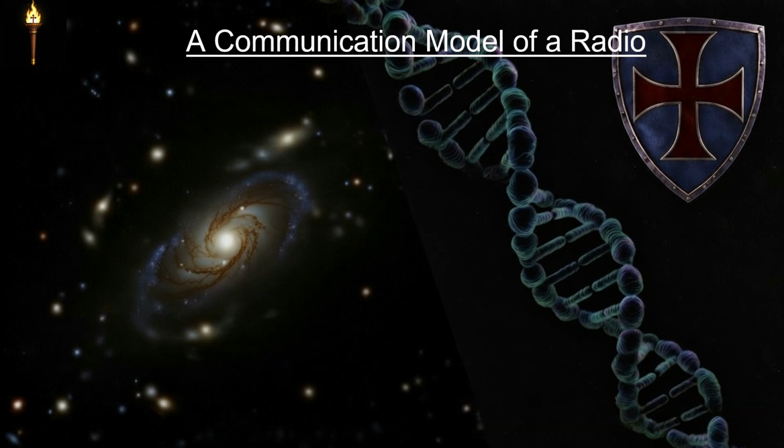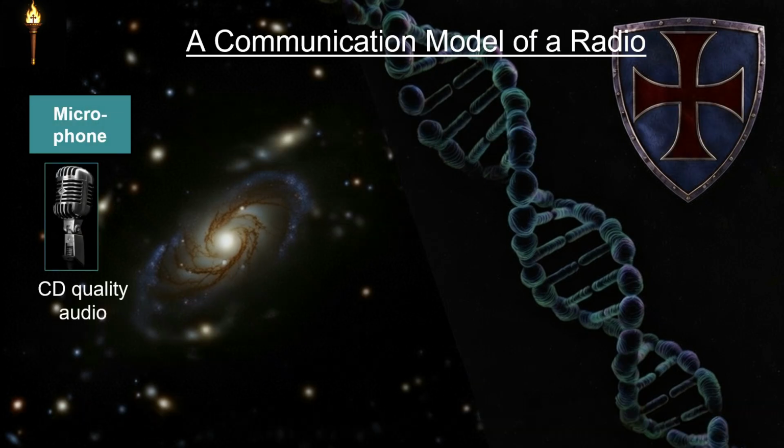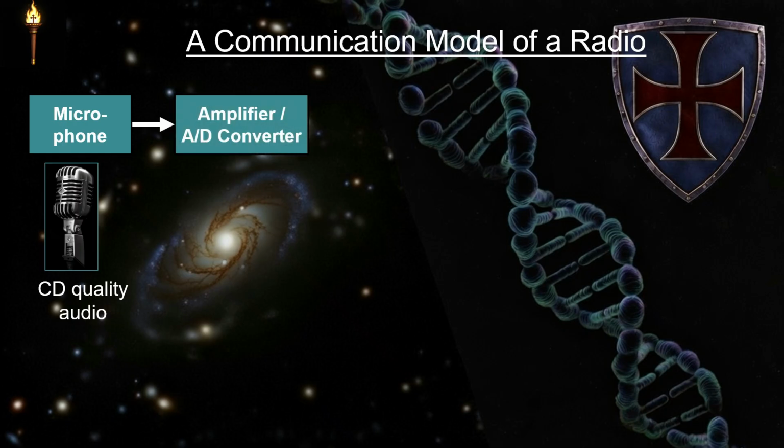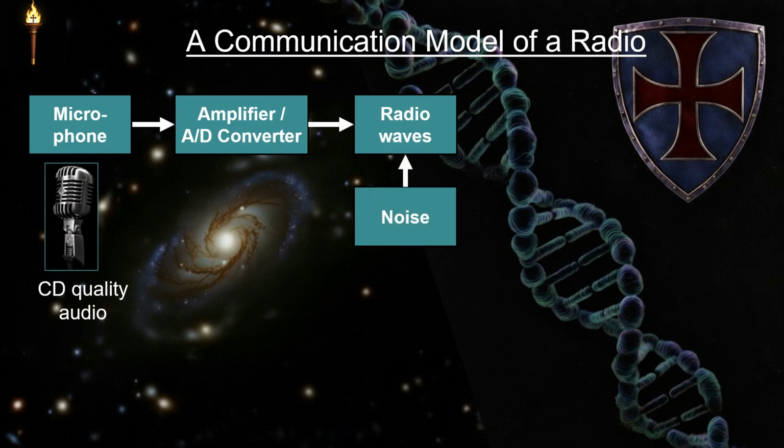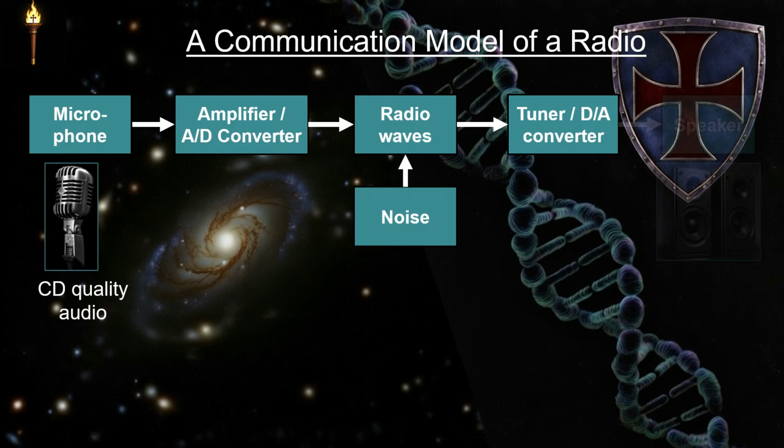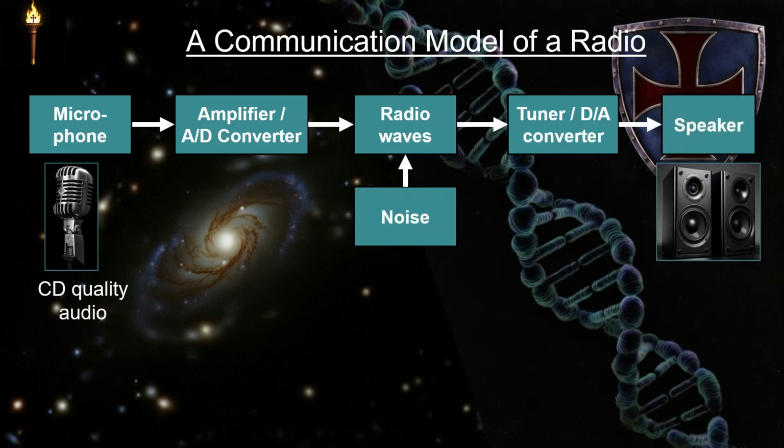Let's look at a communication model of a radio. On the left side, we have a microphone, and we want to transmit CD quality audio. That microphone signal goes to an amplifier, an A to D converter. It will convert it to a digital bit stream. That is sent out over radio waves. Noise is added to that signal. A tuner receives the bit stream and converts it back to an analog signal, which is then sent to the speaker.